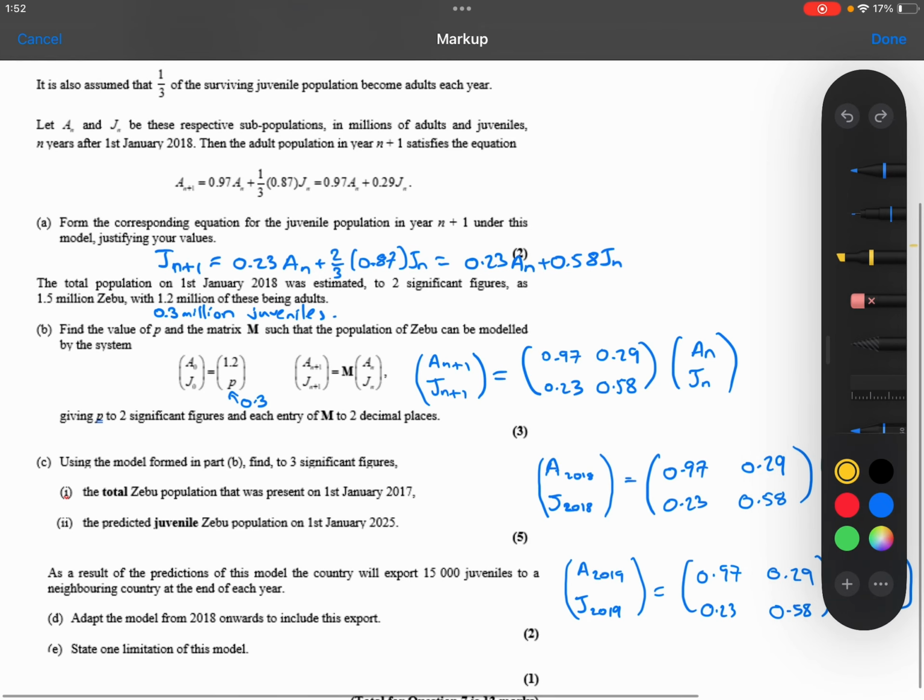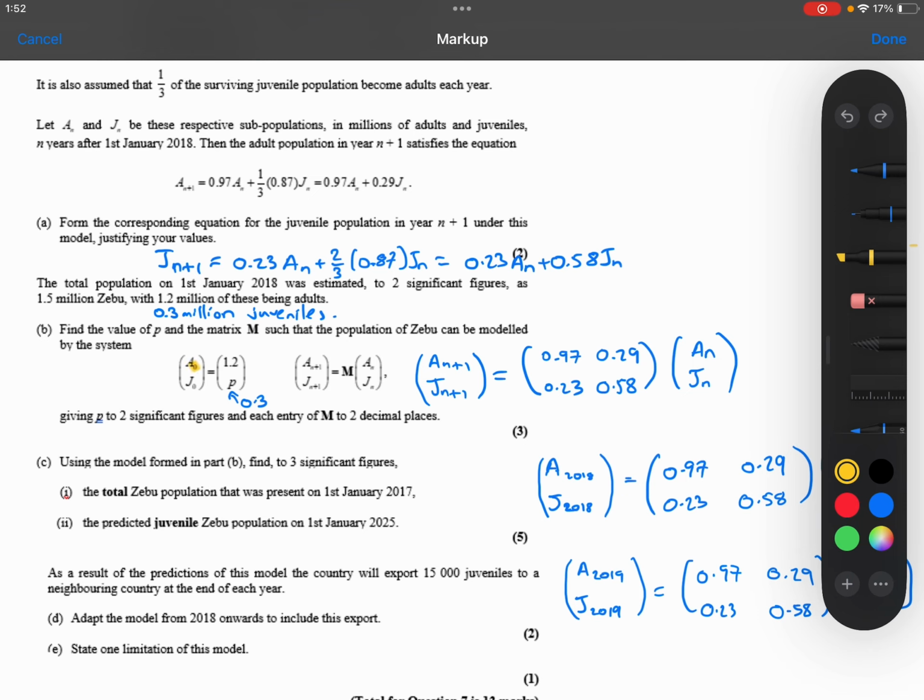We are then told that the total population on the 1st of January 2018 was estimated to two significant figures as 1.5 million zebu, with 1.2 million of those being adults. So the difference between them, that means that 0.3 million of them must have been juvenile. Part B. Find the value of P and the matrix equation M such that the population of zebu can be modelled by the system.